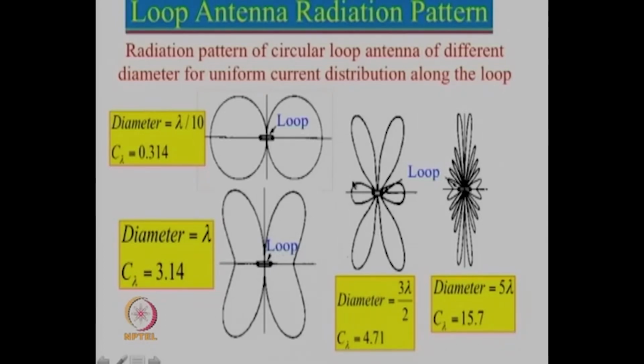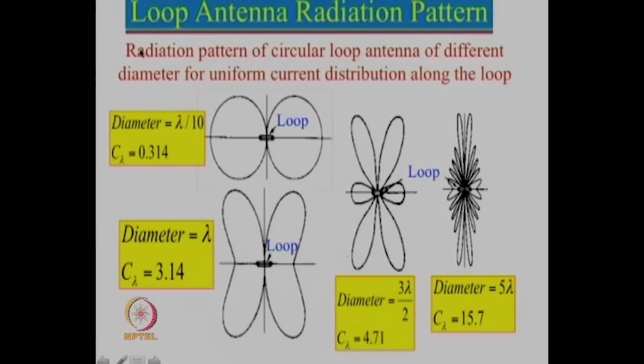But I just want to tell you that this is not really a real scenario. In a real scenario, current will never be uniform along the loop. So that is why theoretically it is okay, we can assume anything. Practically this is not going to be feasible. So in general, very rarely these kind of antennas are used.